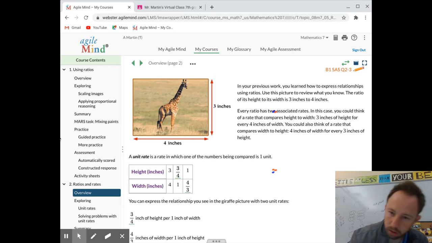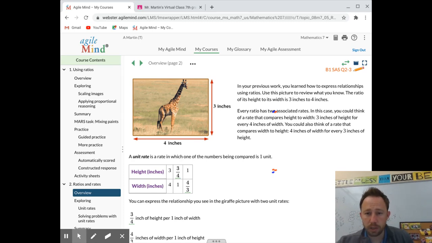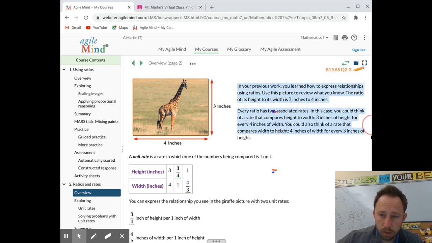Number 2. Reginald, read this for us, please, sir. In your previous work, you learned how to express relationships using ratios. Use this picture to review what you know. The ratio of its height to width is 3 inches to 4 inches.